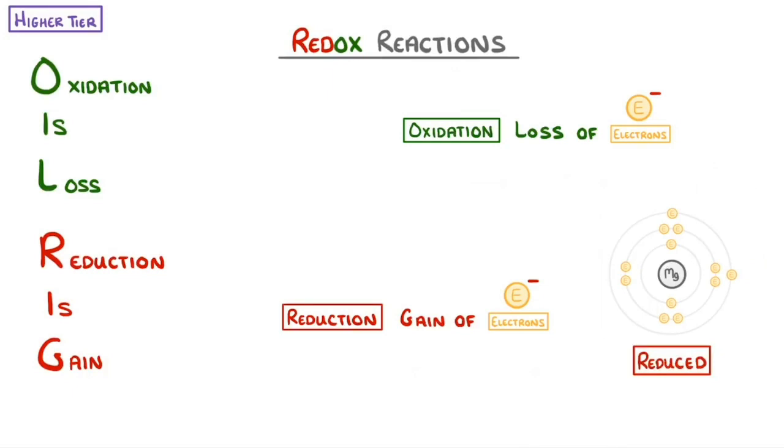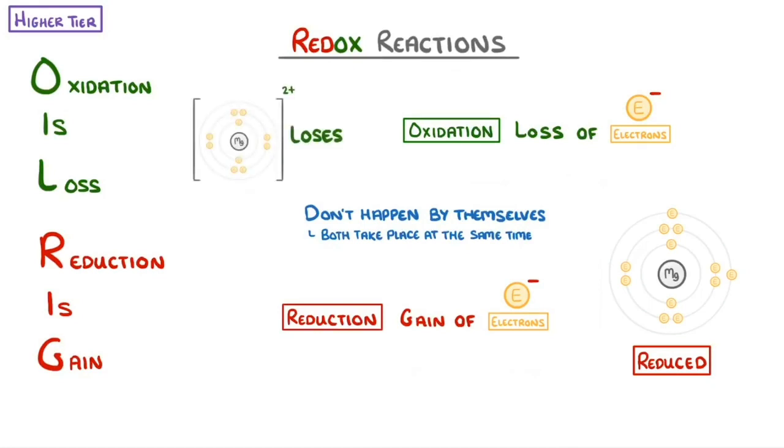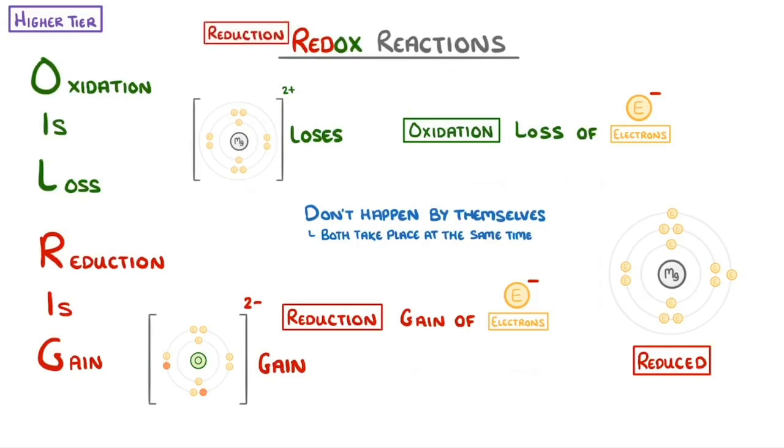Most of the time though, these oxidation and reduction reactions don't happen by themselves. Instead, they both take place at the same time. Because if one substance loses electrons, then another substance has to gain them. And because both happen together, we call them redox reactions, which just means reduction-oxidation reactions.